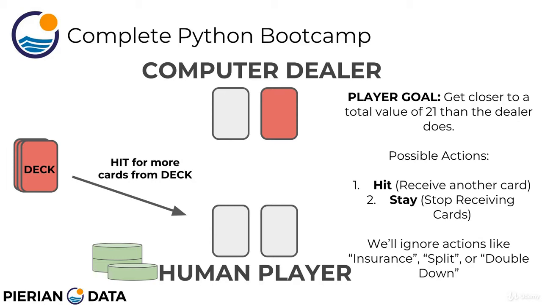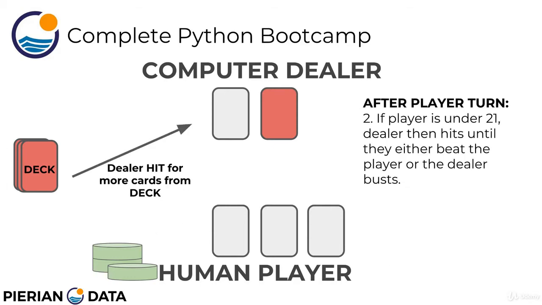We're going to ignore actions like insurance, splits, or double downs, which happen in a real casino playing blackjack, but we want a simplified version of this game, so all the player has to be able to do is hit, which is to grab a card from the deck and put it in their hand, and then take a new sum there, or stay, which means stop receiving cards. So for example, they could hit, get a new card, and then they check what their sum is. And remember, they're trying to get closer to the value of 21 than the dealer will.